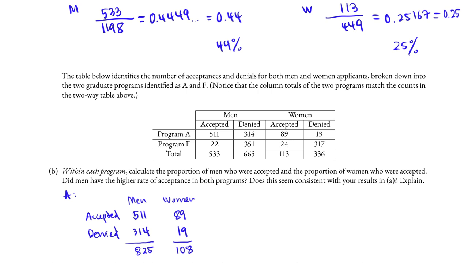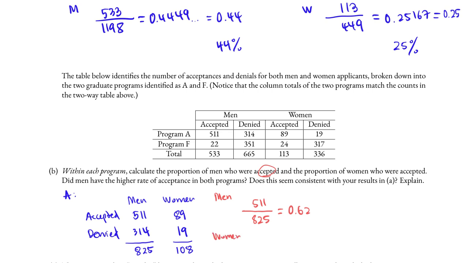Recall that to compute the proportion of something, we need to have that number in the denominator. So if we're looking for the proportion of men, we put the total number of men in the denominator for program A. How many men are there for program A? 825. And how many of them got accepted? 511. Put it in the calculator, we should get 0.62 rounded to 2 decimal places.